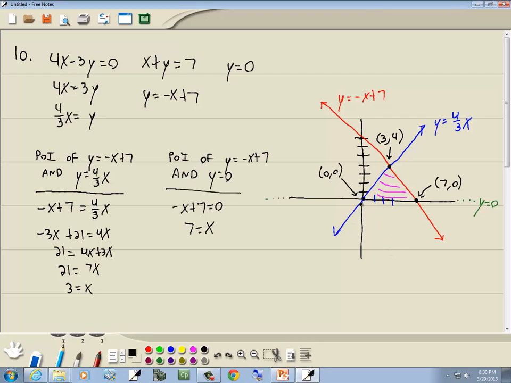Now, if I didn't see that, then I could find a point of intersection, the blue line and then the green line. So set those equal to each other.